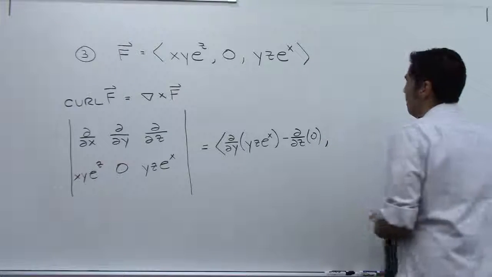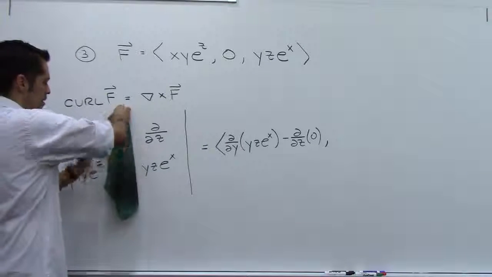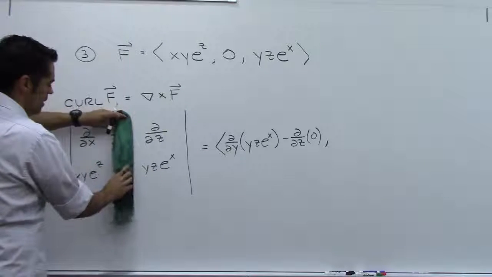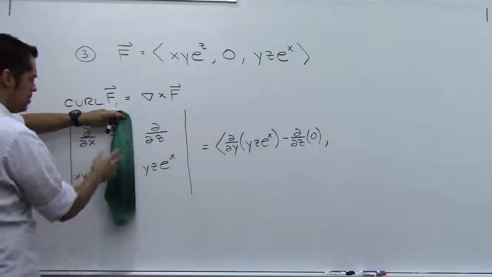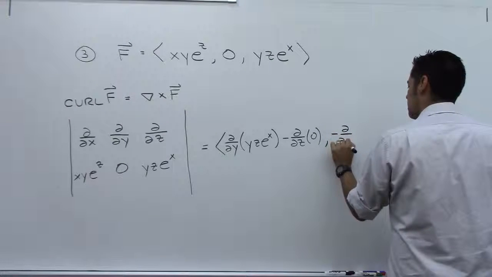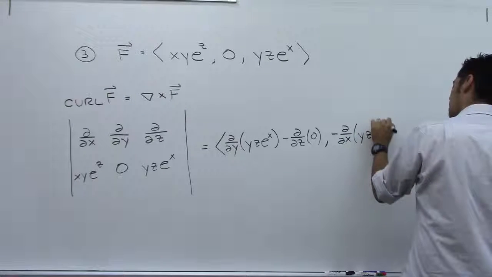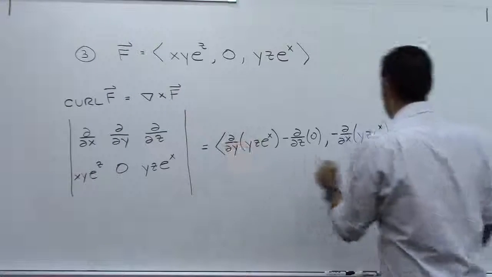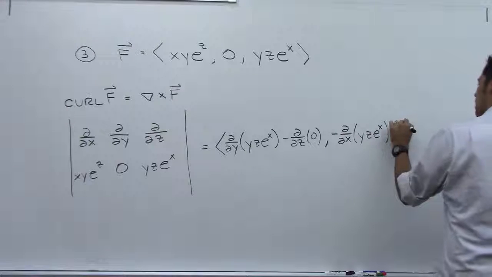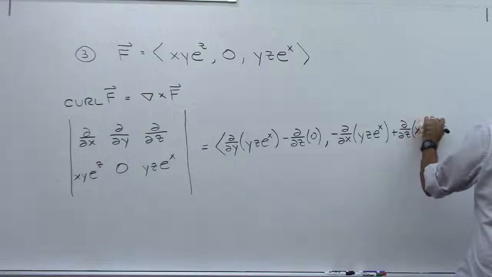And then we look at the middle one. So the middle one, we cover up this middle one, and we do the determinant again, but we subtract. So it'll be partial with respect to x of this, minus partial with respect to z of this, but then switch the signs. So I'm going to write that here. It's negative partial with respect to x of yz e to the x. And then it'll be minus, minus, so it'll be plus. And now I'm covering this up here and here, so partial with respect to z of xy e to the z.